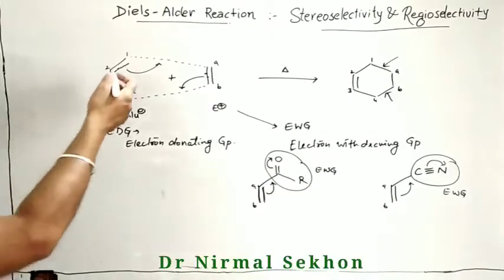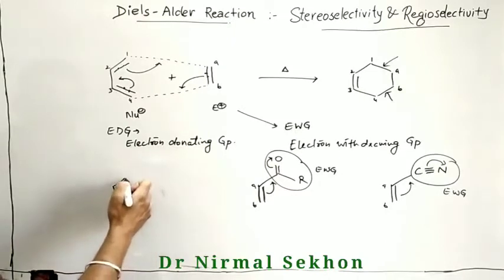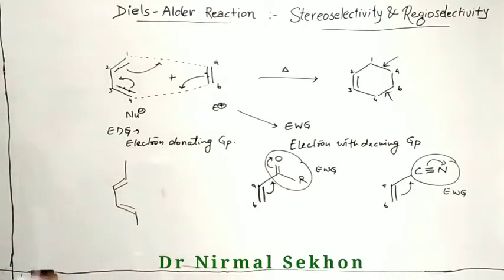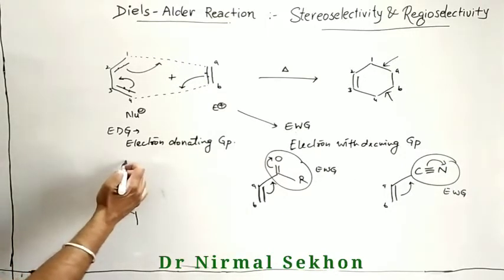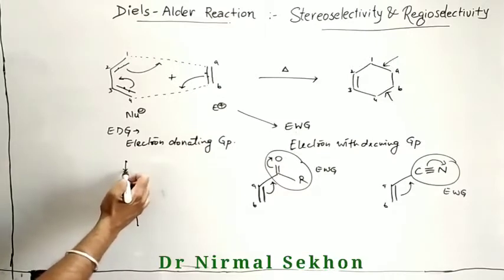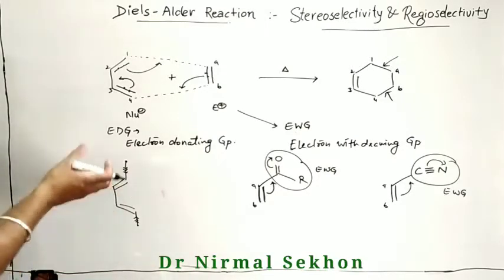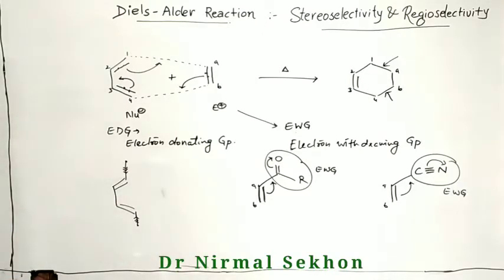Now suppose we have this group. This is your diene. What about this one? Which is more reactive, this or this? Obviously this is more reactive because this is a methyl group. The methyl group gives electrons by inductive effect. It's electron donating, so it increases the electron density, which means its reactivity will increase.